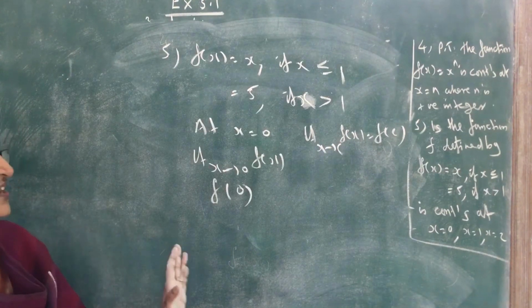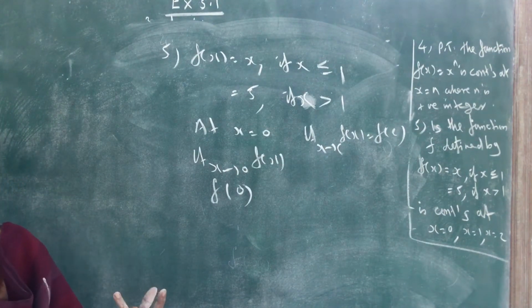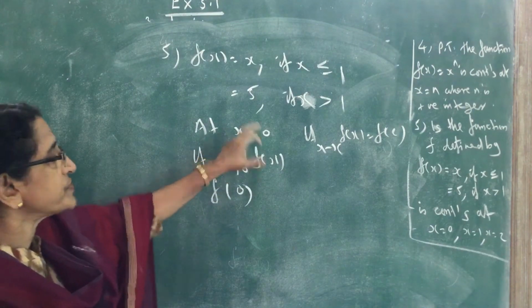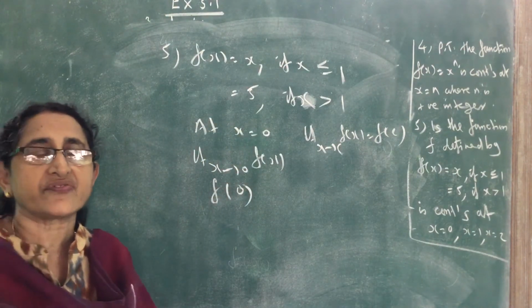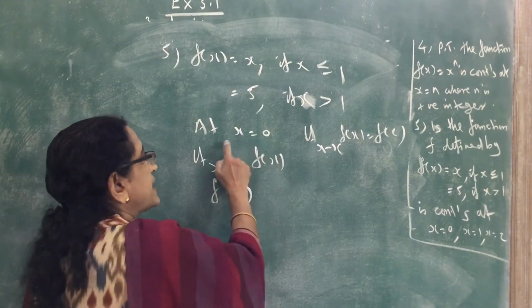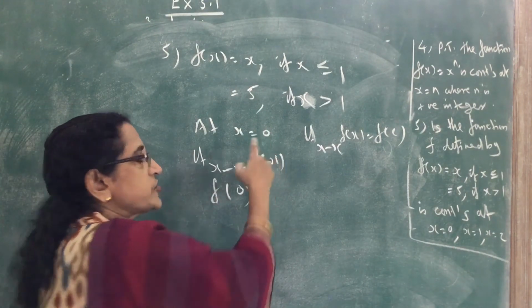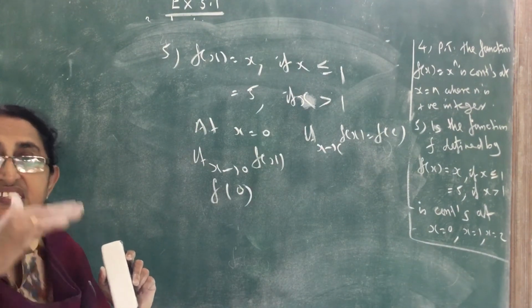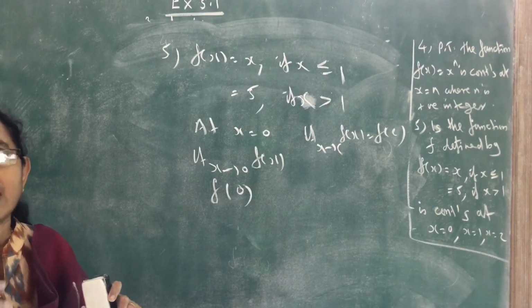Now after writing this, we have to think whether we need to find the left limit and right limit. We are finding the limit at x equal to 0, so we have to think about x less than 0 and x greater than 0. If the function is different on the two sides, then we have to find both left and right limits.